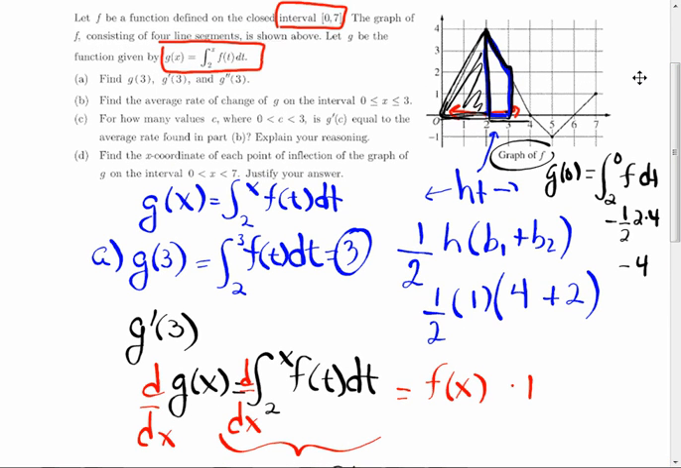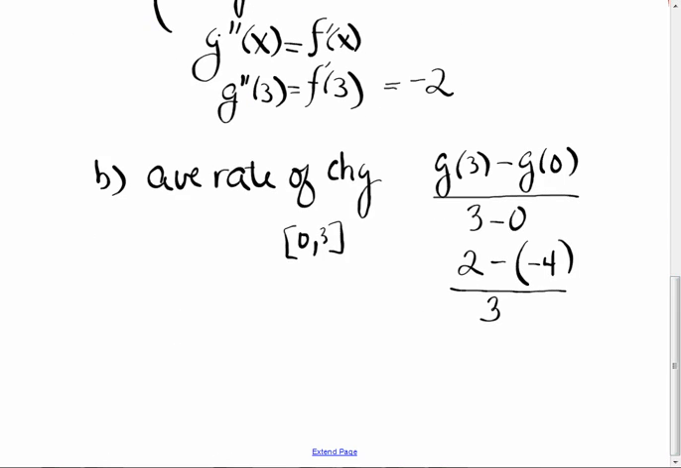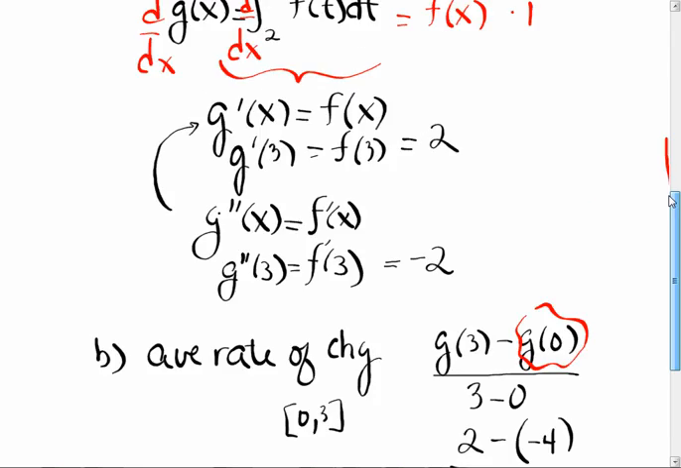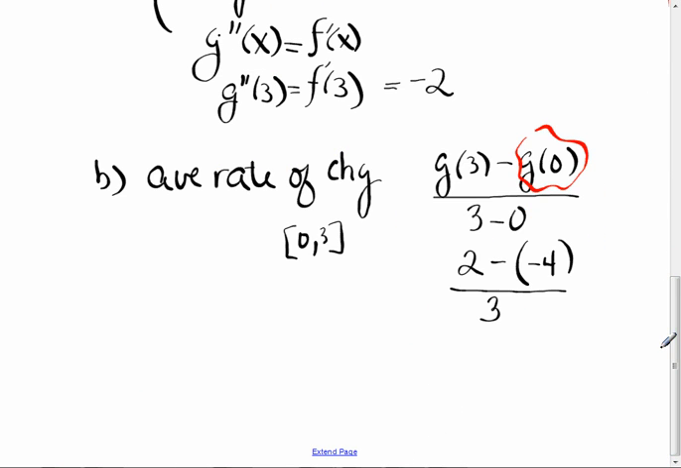Pardon? No. The slope is 2. I want the area. The integral is the area. Yes. I have to find G of 0. G of 3 we found in part A. That was, did I copy it wrong? I did. That's no problem.